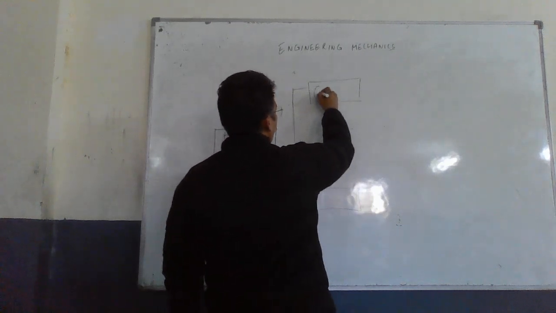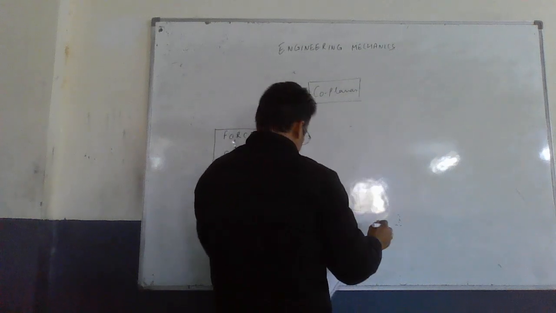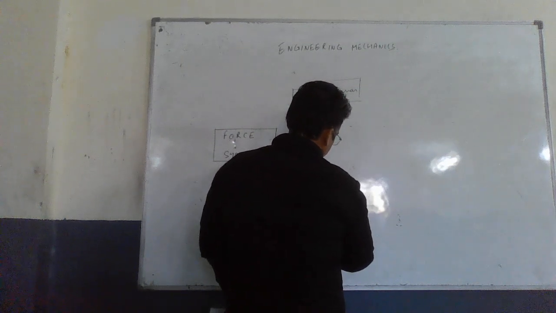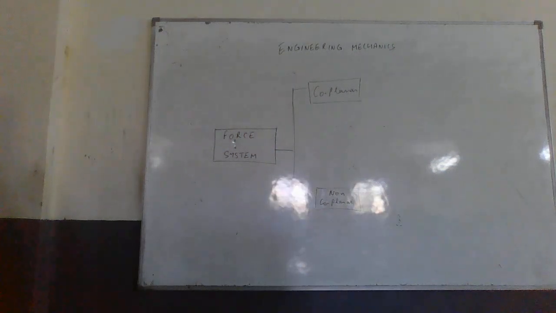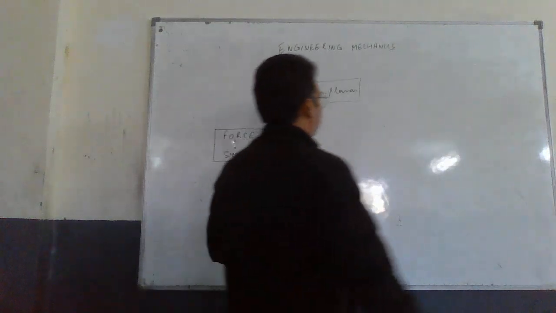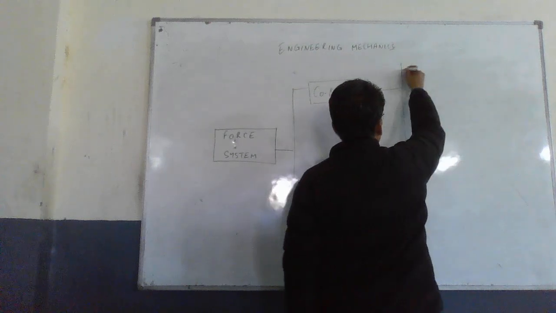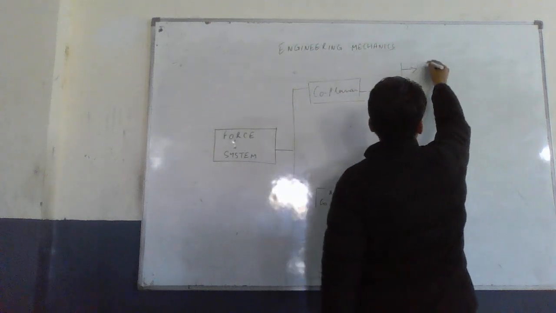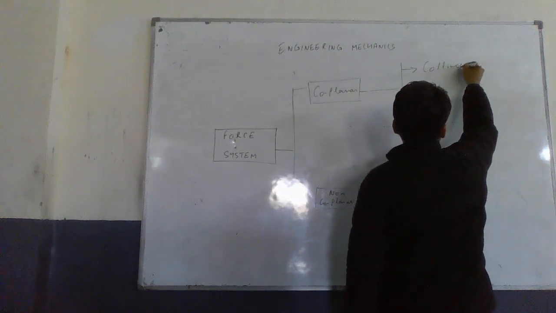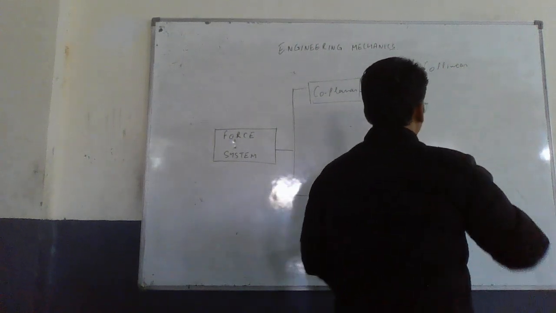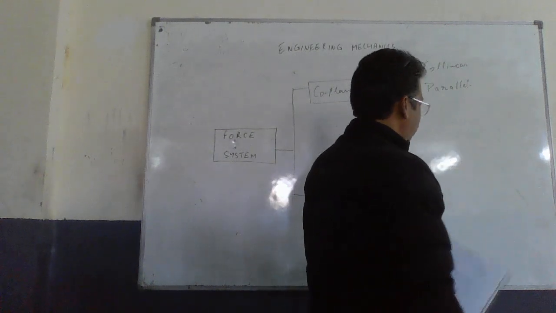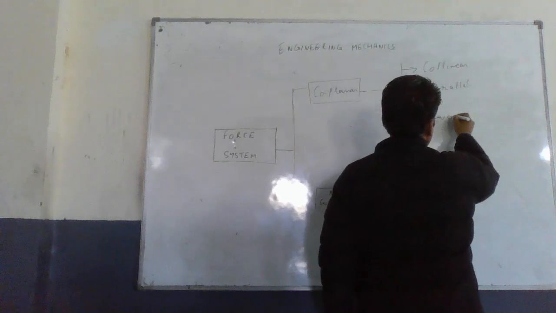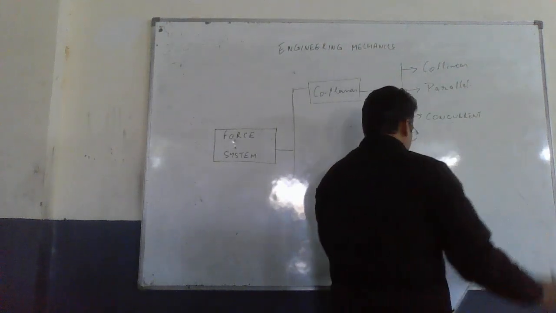So this is your coplanar and this is your non-coplanar. Now this coplanar is further divided into collinear, parallel, concurrent and non-concurrent. First collinear, then after collinear is your parallel, then after parallel is your concurrent, then after concurrent is your non-concurrent.